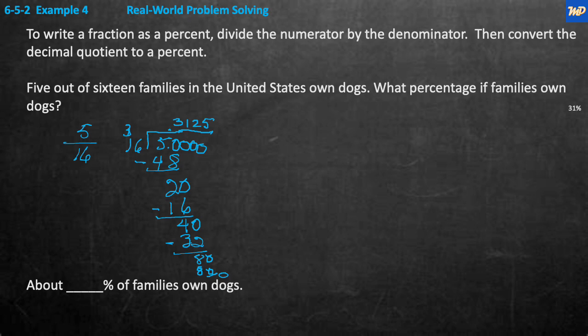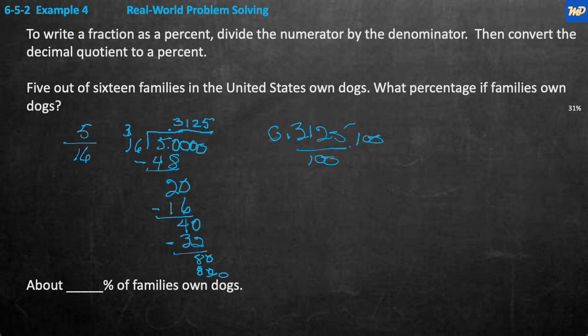So here's our number. Now they say to write this as, and convert the decimal quotient to a percentage. So now we want to convert this 0.3125 into a percentage. We're going to multiply by 100 and divide by 100. When we do that, we're going to get 0. Well, we don't need the 0 anyway, sorry.